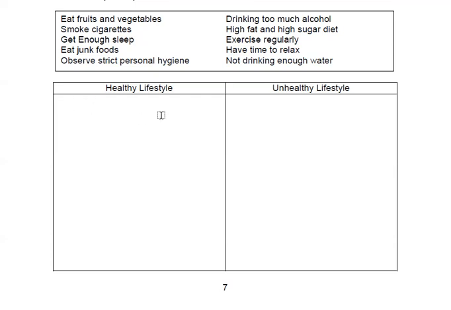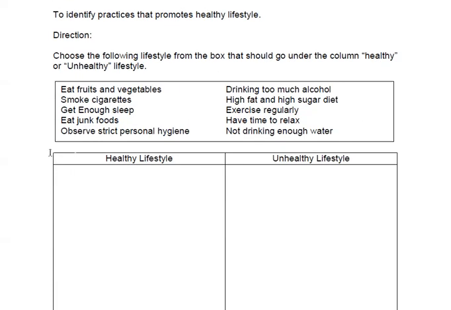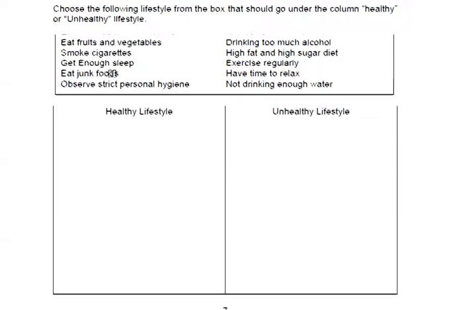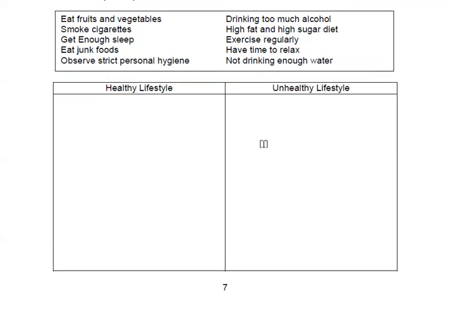So you write it there. Okay? In your yellow pad, copy it. But don't forget to put Activity number 2, Healthy and Unhealthy Lifestyle. Then you copy the box, and then you just copy your answers from here, according to which column of the box. Alright? So, that's it for this morning's activity.